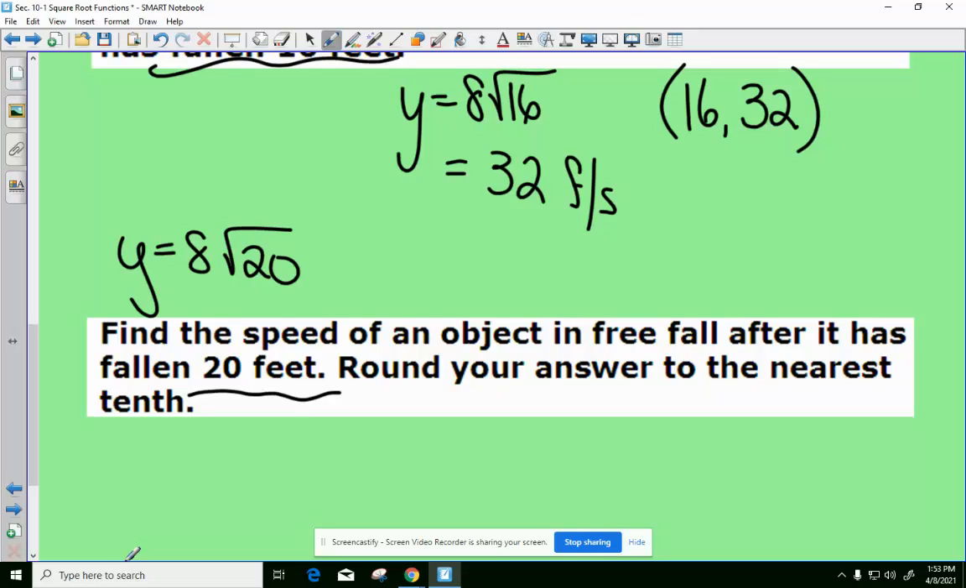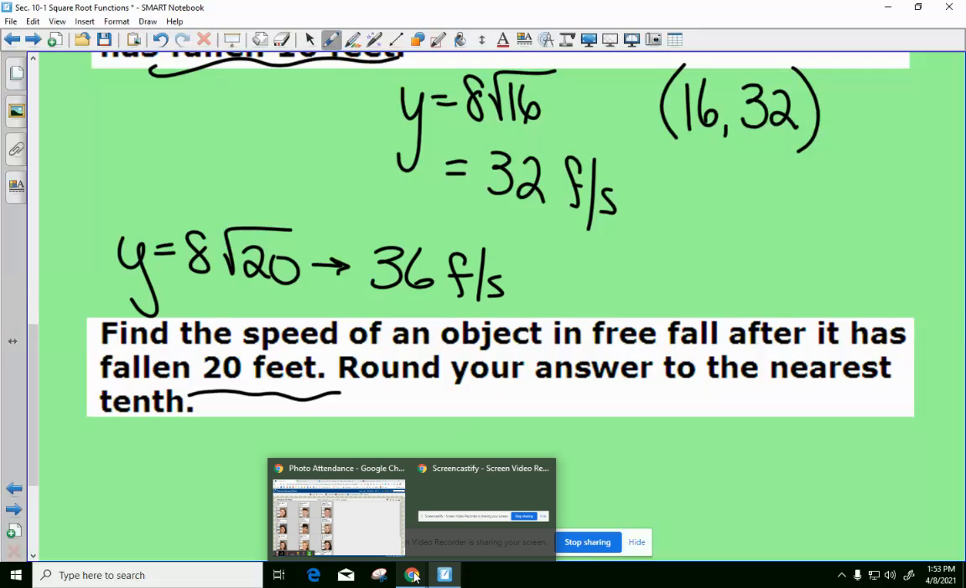So in this case, John, you said it was 4.5, and it continued on past that point. But if it says round to the nearest tenth, I would take 4.5. So then it becomes 4.5 times what? Times 8, and you get an answer of 36. And again, it's still feet per second. But I get a new ordered pair: 20 is now paired with 36.